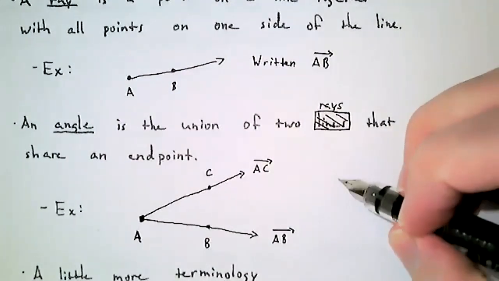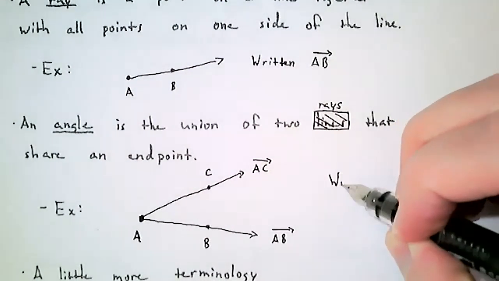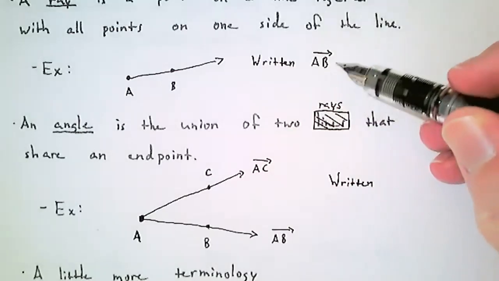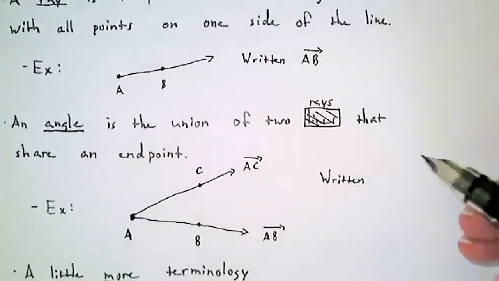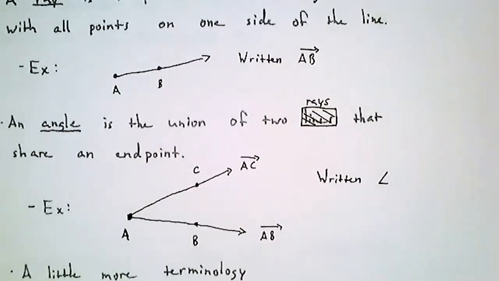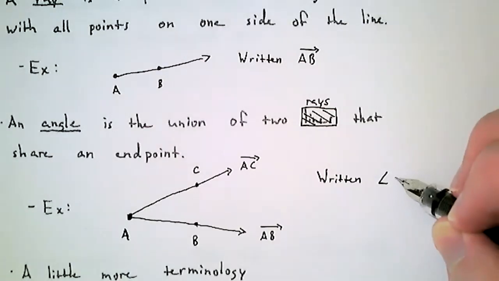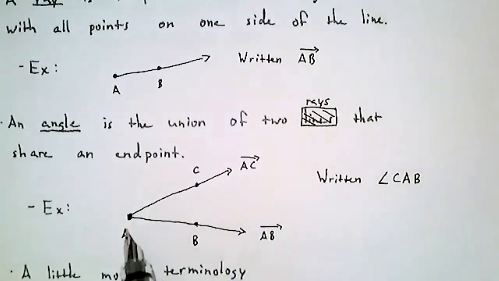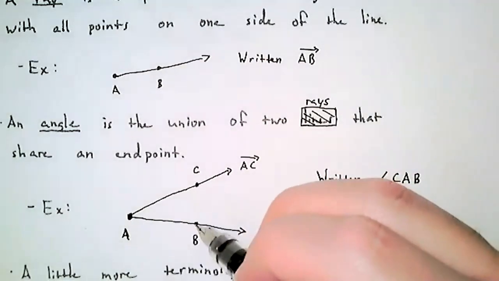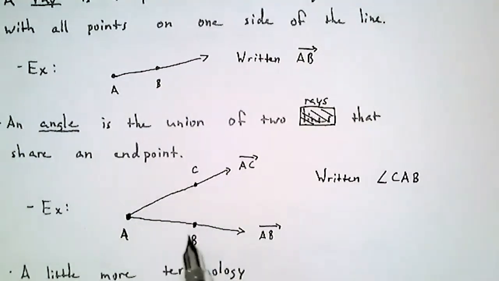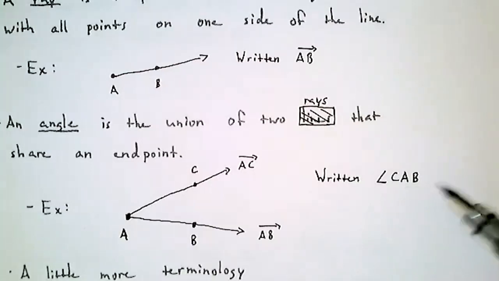And there's a few bits of terminology that we're going to need. So just like a ray had its own notation, an angle, we're going to write with a little angle symbol, and then write the 3 points that define the angle, and just go in clockwise or counterclockwise order. So CAB.